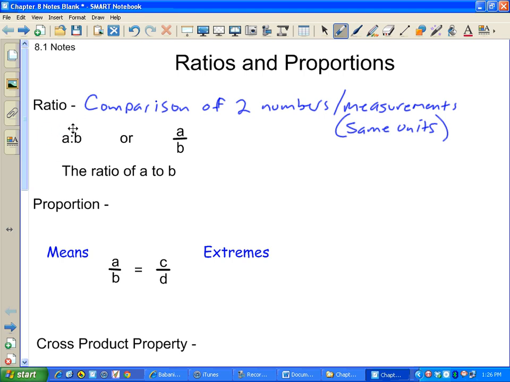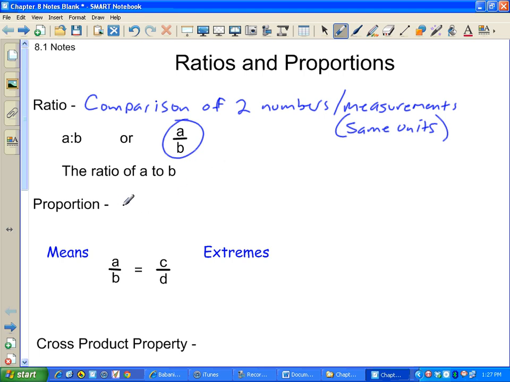You can write it with a colon like this, A to B, the ratio of A to B, or you can put it in a fraction. This is the most useful because this is what we're used to, using fractions. This is still the same thing as A to B, the ratio of A to B, or you can write out in words the ratio of A to B.